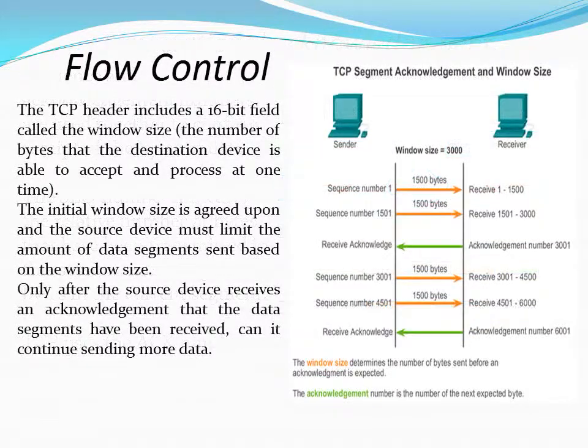Flow control. The TCP header includes a 16-bit field called the window size, the number of bytes that the destination device is able to accept and process at one time. The initial window size is agreed upon, and the source device must limit the amount of data segments sent based on the window size. Only after the source device receives an acknowledgement that the data segments have been received can it continue sending more data.